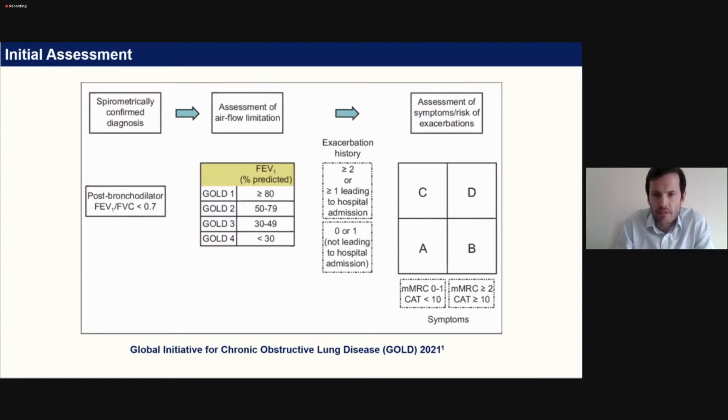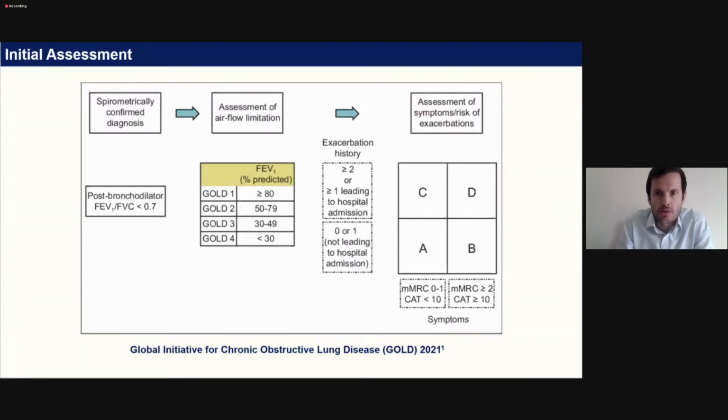The level of symptoms is then the next factor that we need to look at. And this is determined by the modified MRC breathlessness score, or mMRC, and/or the COPD Assessment Test, or CAT score, and the risk of exacerbations. And this is based on the number of moderate or severe exacerbations in the previous year.